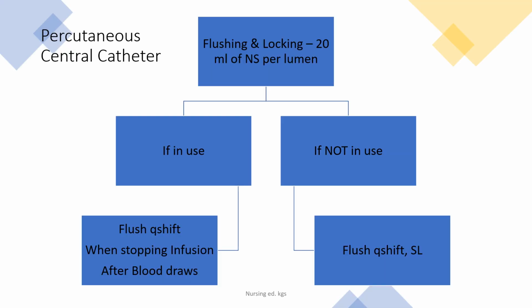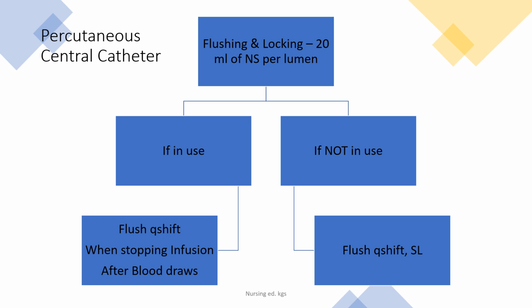For percutaneous central catheters, we are flushing and locking with 10 to 20 ml of normal saline per lumen. And we're always flushing with a 10 ml or larger syringe all the time. If you're initiating an infusion, you'll want to flush that lumen with normal saline prior to connecting your lines.